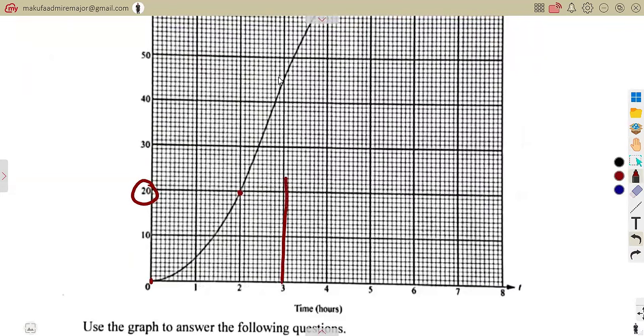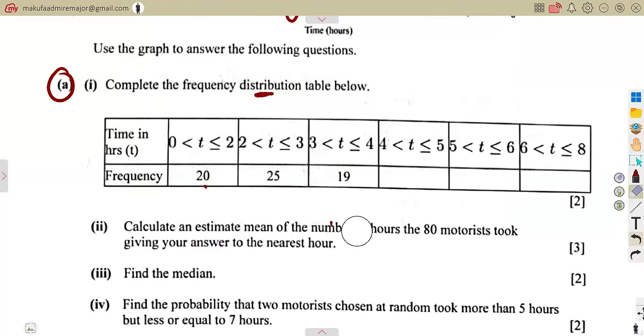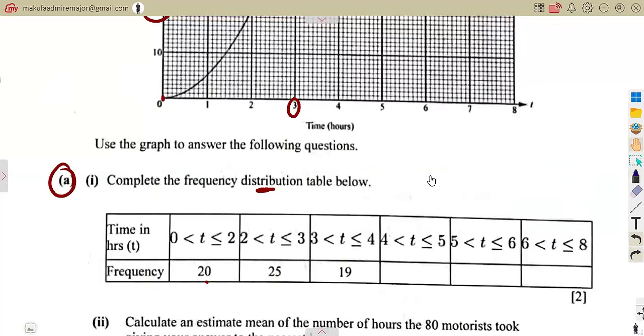If you check it there, it was corresponding with 45. The 3 there was corresponding with a 45, if you take properly from your graph. So that is the cumulative frequencies. But we do not need the cumulative, we need the frequencies. So how do you take the frequency? You simply subtract.